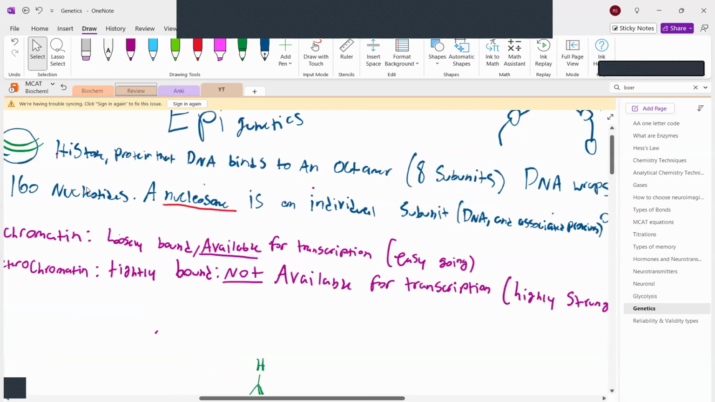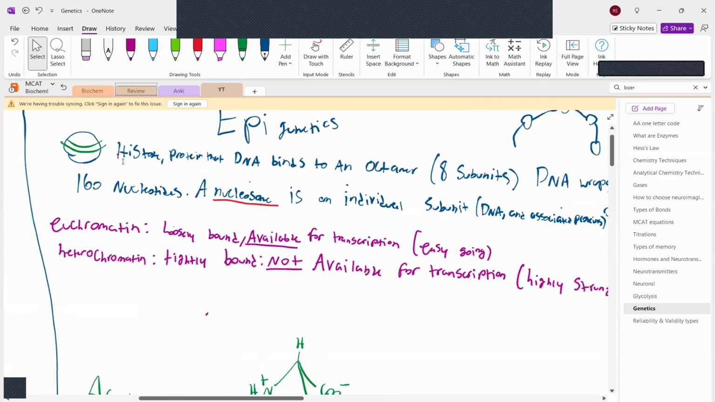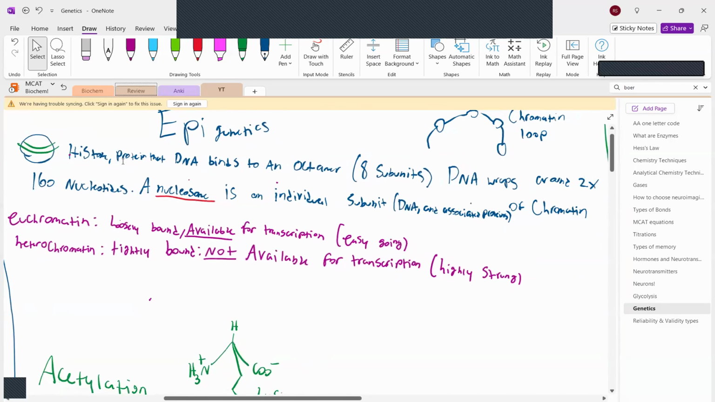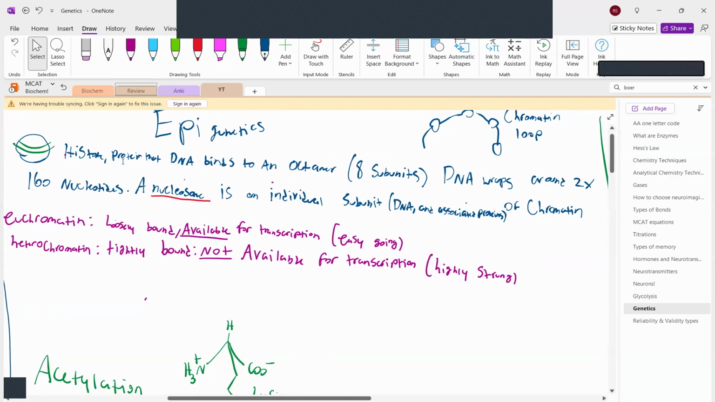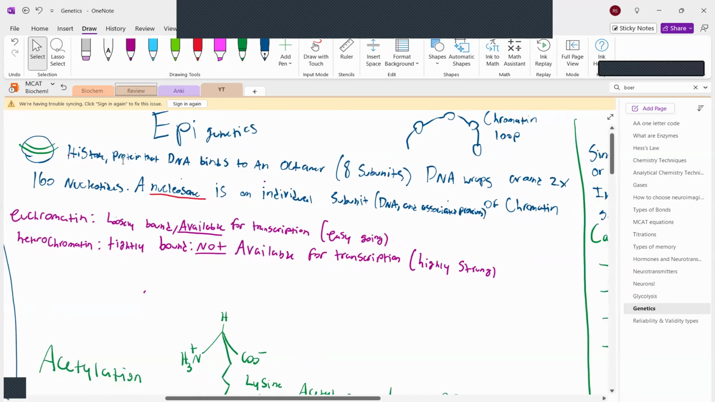So I want to talk about histones. Histones are proteins that DNA binds to. They are octamers. Whenever you see octa, typically think eight, like an octopus, right? DNA wraps around the histone twice, so it's 160 nucleotides around each histone. And the nucleosome is the individual subunit of chromatin, which is essentially what DNA and its associated proteins are.